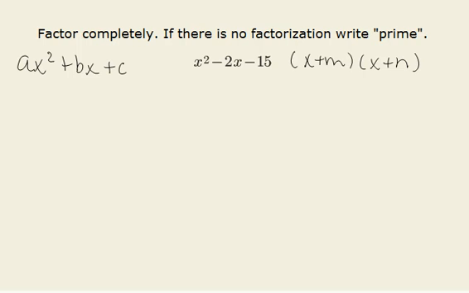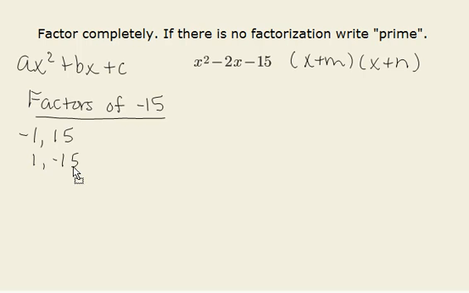Let's start by making a list of the possible factors of negative 15 that we could use. One set of factors would be negative 1 and 15. Another would be 1 and negative 15. And another 3 and negative 5. And lastly, negative 3 and a positive 5.